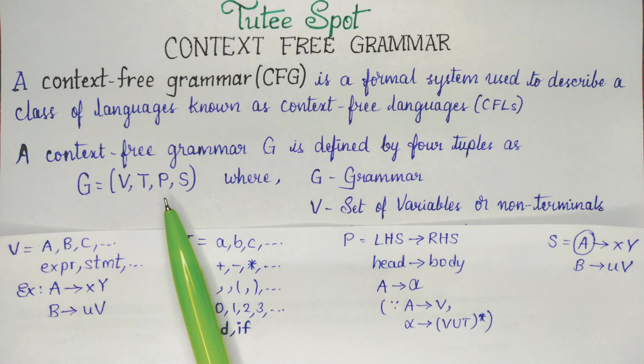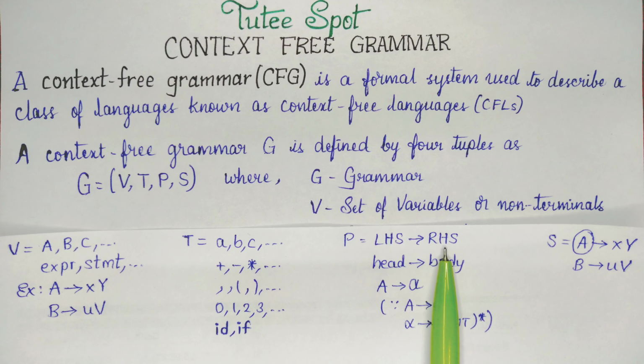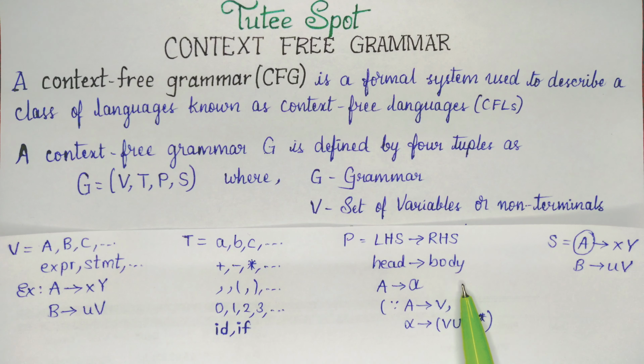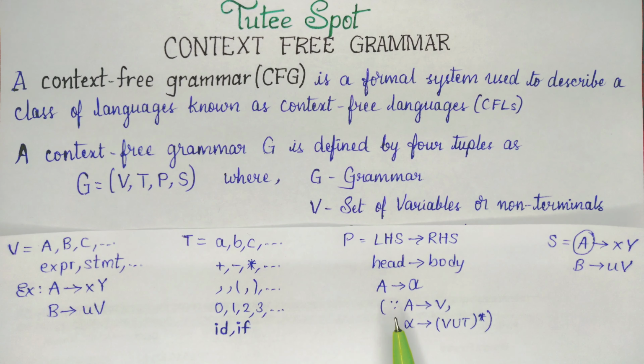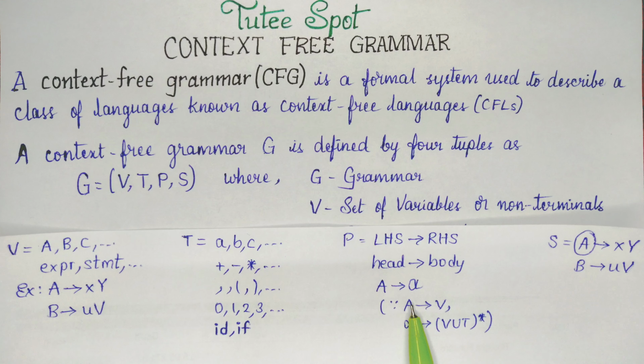And P is the set of production rules. A production is of the form LHS produces RHS, or head produces body, where the head contains only one non-terminal, like a variable, and the body contains a collection of terminals and non-terminals. Suppose consider A produces alpha. Here A is the variable and alpha is a combination of variables, that means non-terminals, and terminals with 0 or more occurrences. So in the RHS, alpha can be epsilon or a combination of terminals and non-terminals.